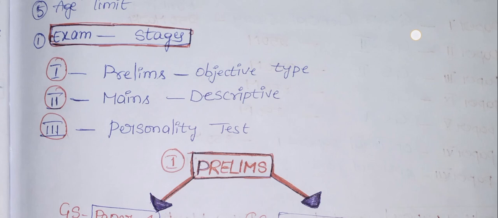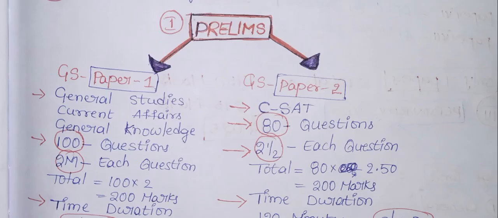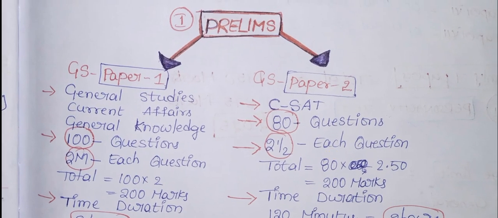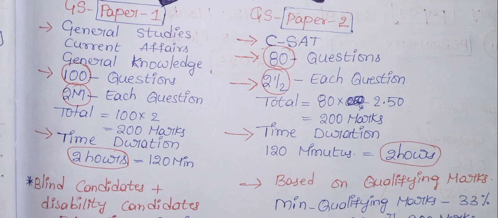First, coming to the prelims, there are two important papers included in this exam: GS paper 1 and GS paper 2. In the first one, GS paper 1, important general studies subjects, current affairs and mainly general knowledge (GK) are included. Paper 1 and paper 2 together are known as prelims.